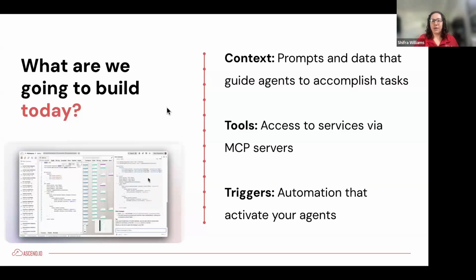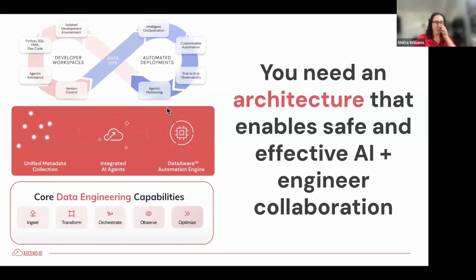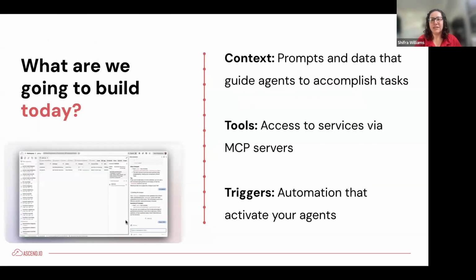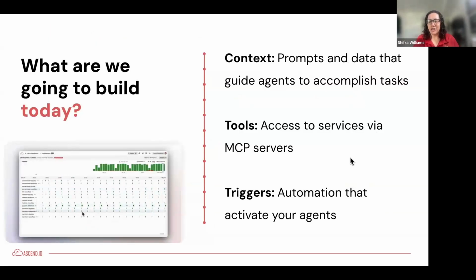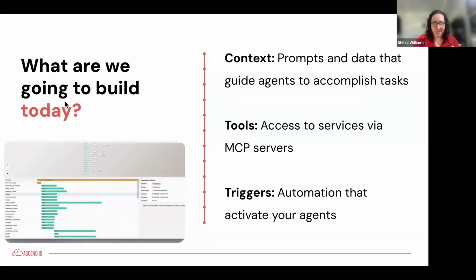So the context is what we already talked about a little bit with this unified metadata. This metadata, along with other exploratory efforts, can be used as context that's fed into the agent. So this context will be the prompts and data that guide agents to be able to accomplish a task autonomously.